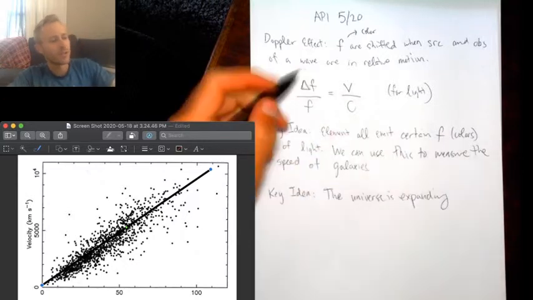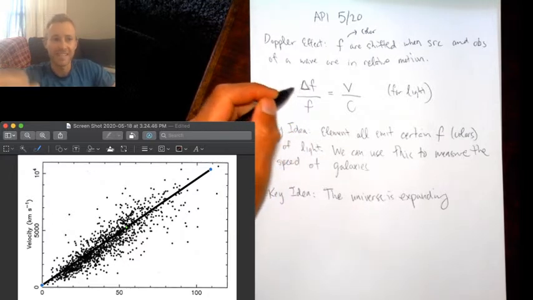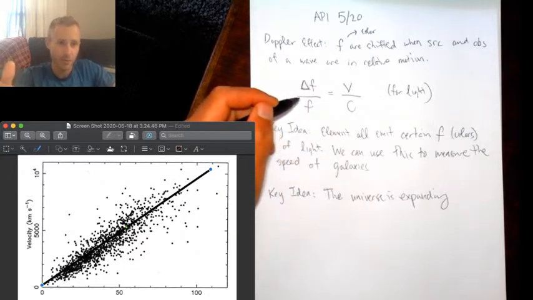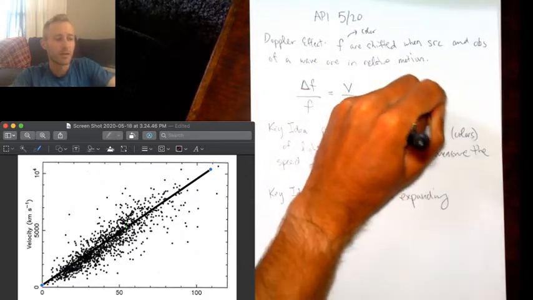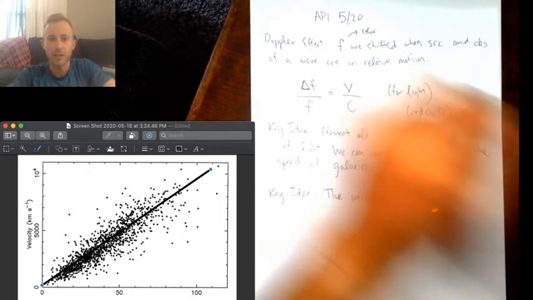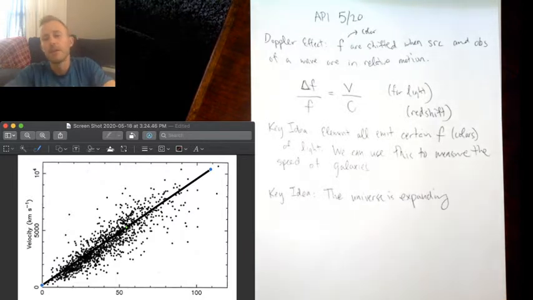The other thing I wanted to say is that all the frequencies that we observe are shifted down. Galaxies are moving away from us, so we call that redshift. Why is it called redshift? It's because lower frequency colors are redder. Okay?